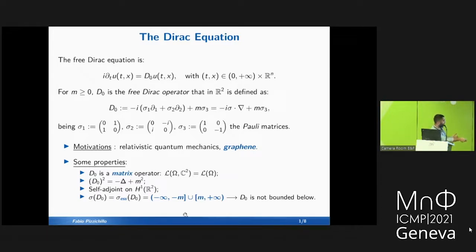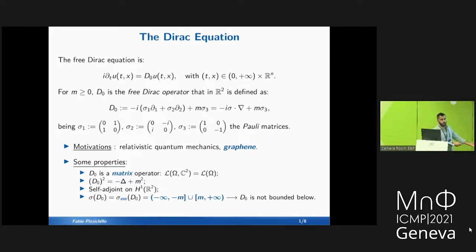And it is given by this set. So as you can see, there is a positive part and a negative part. So this means that the Dirac operator is not bounded below. And so, a priori, any variational approach has to be discarded.